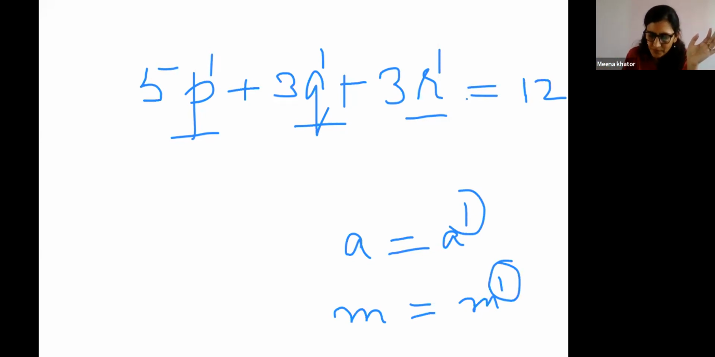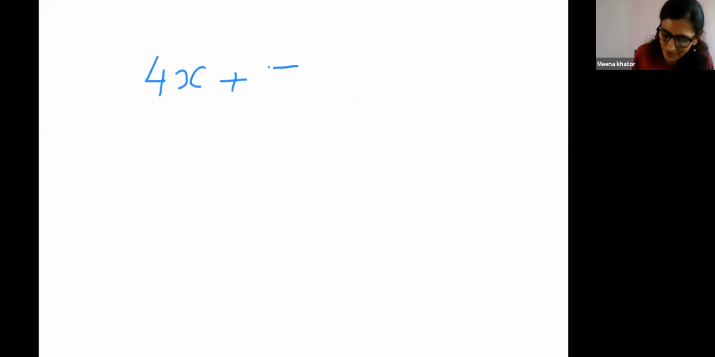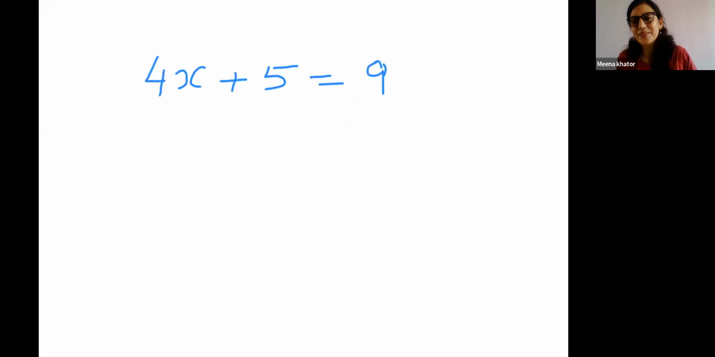Clear? Okay. So right now we will concentrate. We will limit ourselves only to linear equations with one variable. Clear? So we'll start solving some questions. Simple to start with, and then we'll move to something exciting. Ready? Okay. So I need 4x plus 5 is equal to 9. Grade 7 question, right? Simple, quick answers.